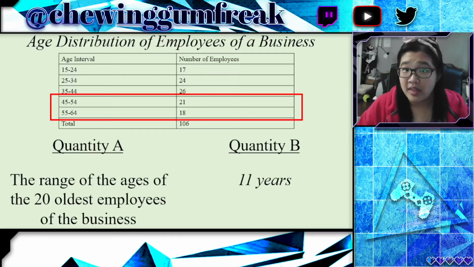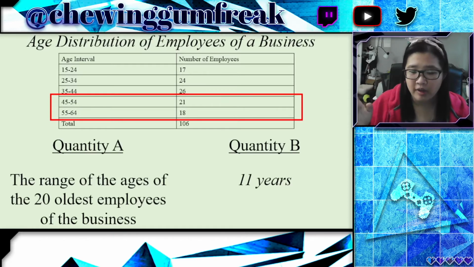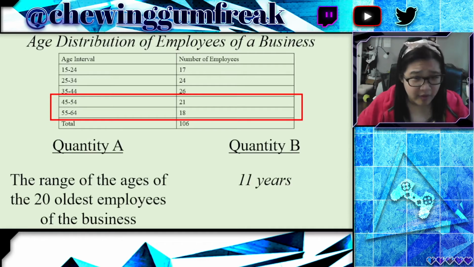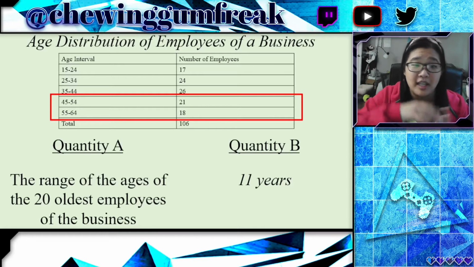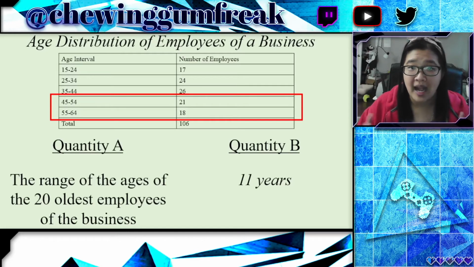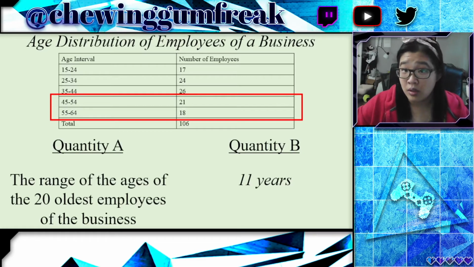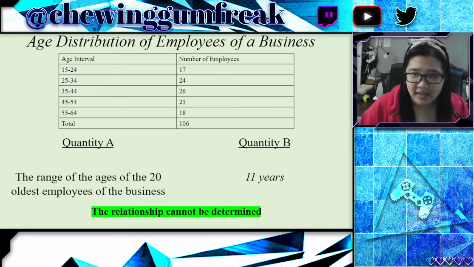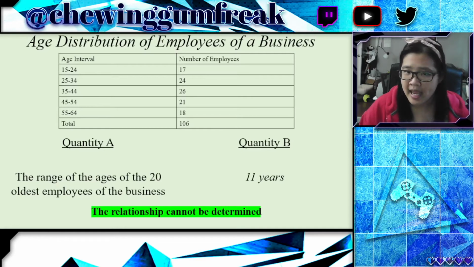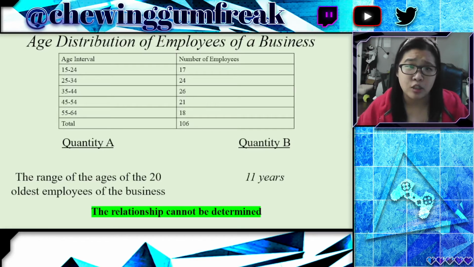Same thing for the next category. So we could have 21 employees that are all 45 years old. They could all be 54 years old, or they could be a total mix in between. And we have no idea how to separate out any of those actual numbers. And as a result, because we have this uncertainty and we have a lot of different options, we can say that the relationship between quantity A and quantity B cannot be determined.